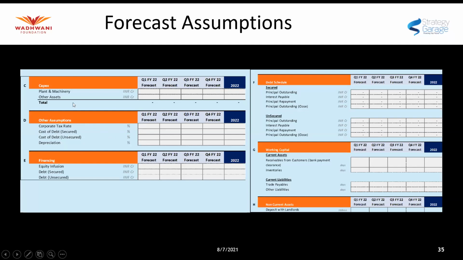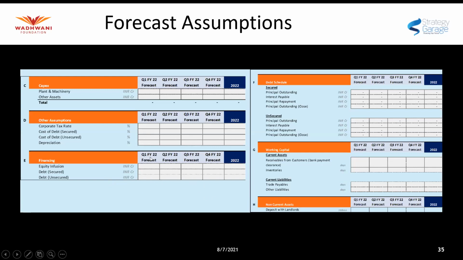This piece should have gone into the P&L. So these assumptions, income tax and cost of debt, which is the interest cost, actually go into the P&L. Then you have the financing cost. Are you going to put in equity, more of personal money, or are you going to put in more debt? And each of those has a different impact on the financials.